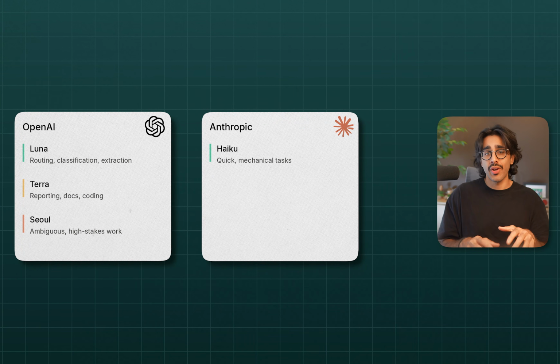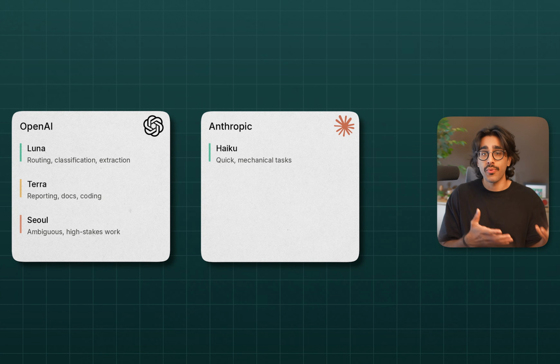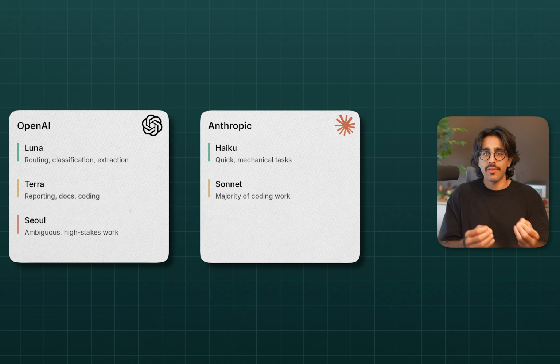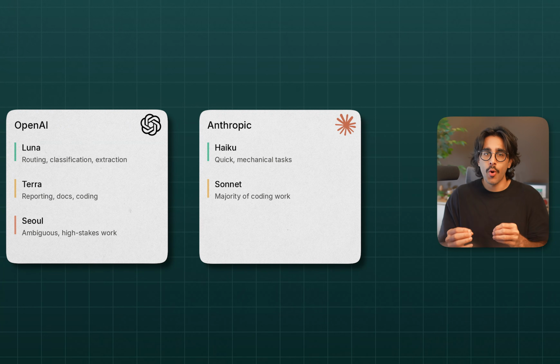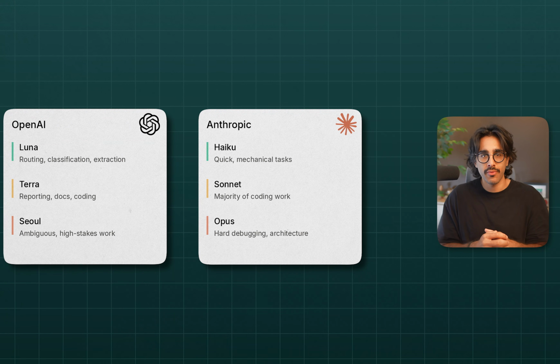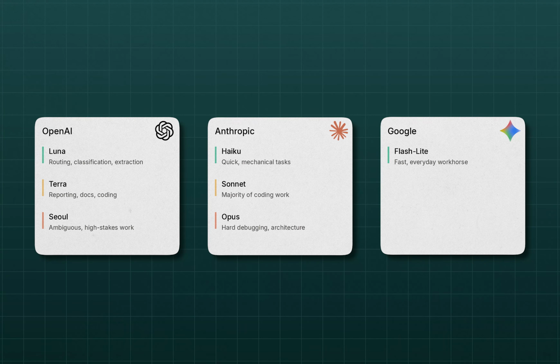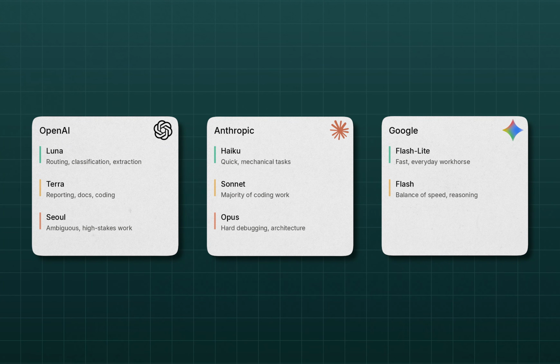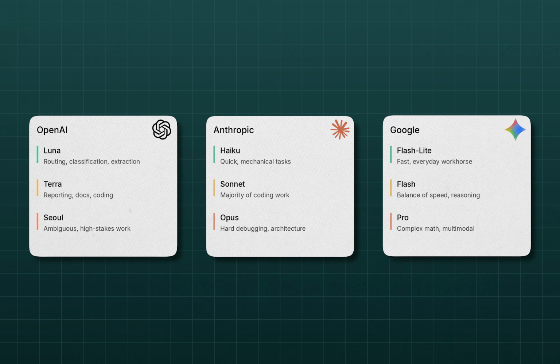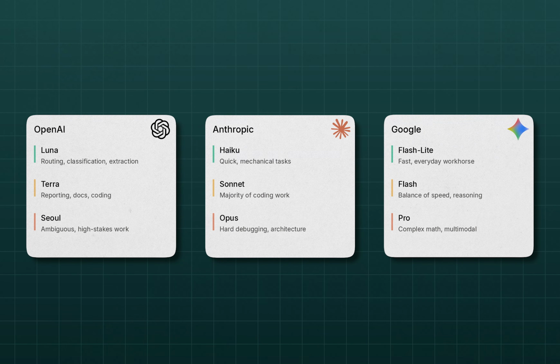Inside Claude Code, on the other hand, Anthropic recommends Haiku for quick mechanical tasks, Sonnet for a large majority of coding work, and Opus for hard debugging, architecture, or broad refactors. They even provide an Opus plan mode, which allows you to plan with Opus, then execute with Sonnet. And inside Gemini, Google describes Flash Lite as the fast everyday workhorse. Flash is the balance of speed and reasoning, and then Pro for complex math, coding, and deeper multimodal understanding.